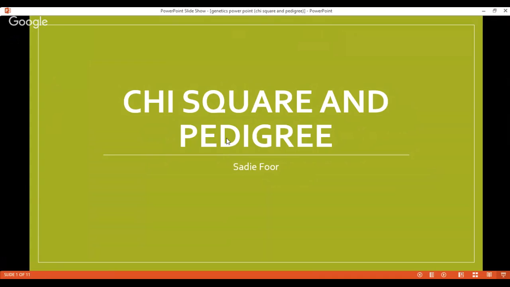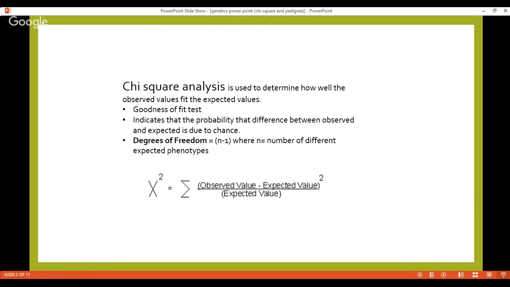Okay, this PowerPoint is over the chi-square and pedigree from Chapter 3. Chi-square analysis is used to determine how well the observed values fit the expected values. This can also be called the goodness of fit test. It indicates the probability that the difference between observed and expected is due to chance.